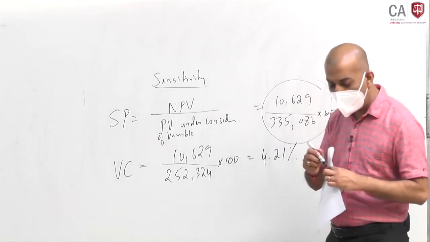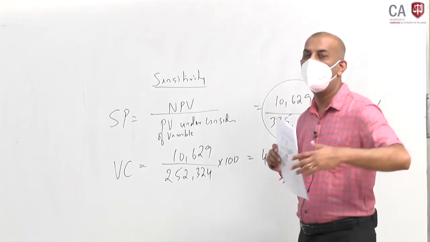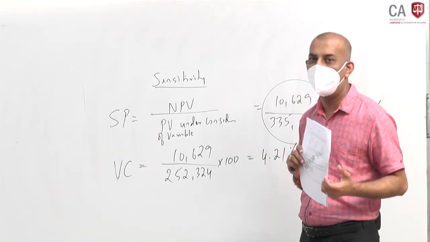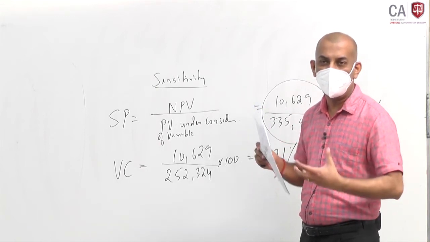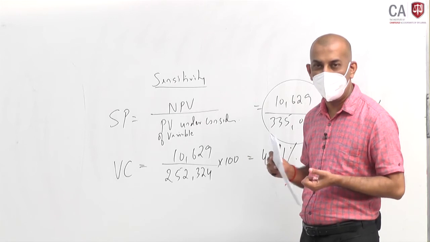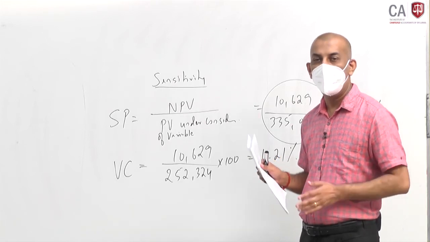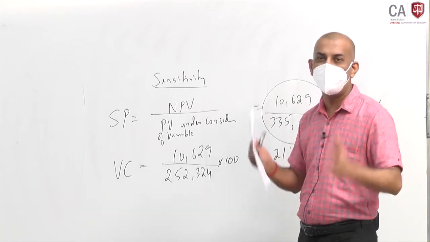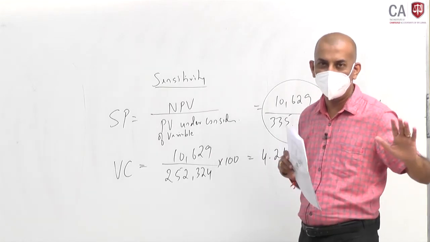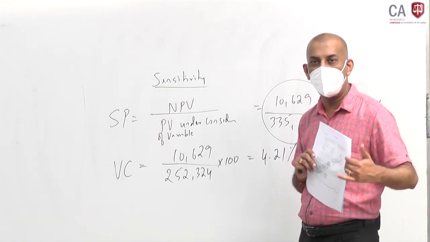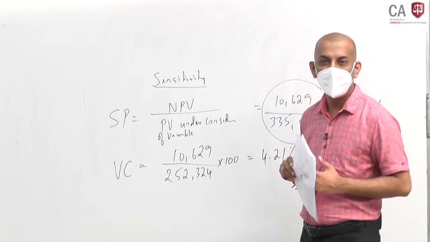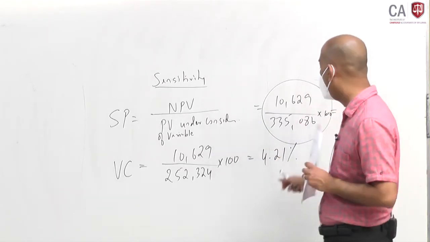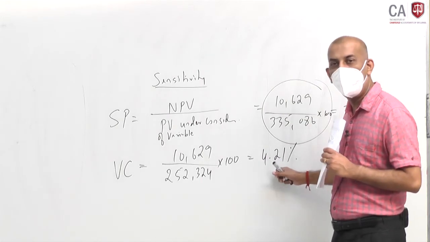So what is 4.21? Again, always remember that when you do sensitivity, the assumption is that all other variables remain constant. Otherwise we can't get multiple changes at the same time. So we always assume that when you look at selling price, only selling price is changing, no other variable changes. When you look at variable cost, we assume that only variable cost is changing. These are sensitivity analysis principles we always follow. So from the variable cost point of view, sensitivity is 4.21.